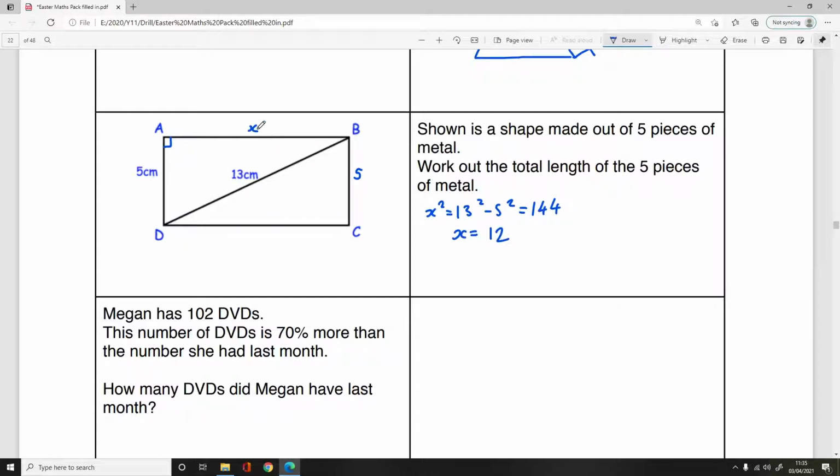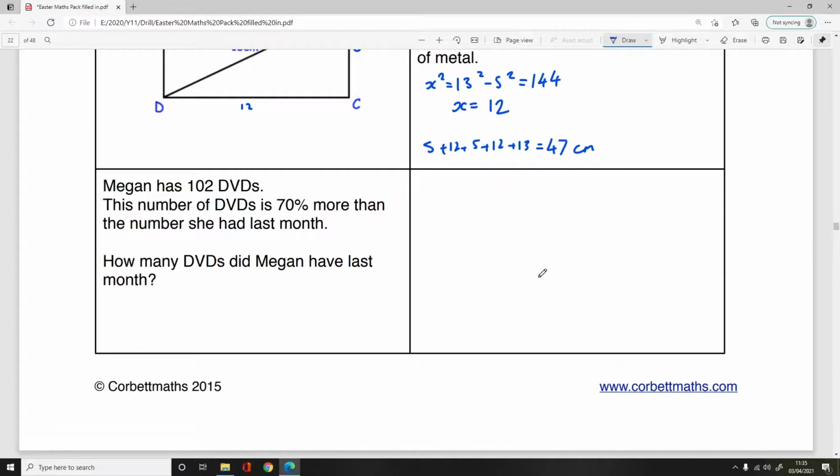x is 12. So that gives us 12 on the top, 12 on the bottom, and then the question says total length of the 5 pieces of metal, so that includes the 13 going down the middle. So 5 and 12 and 5 and 12 and 13 equals 47 centimeters, because we've got units. Okie doke. And then lastly, we've got what looks like some reverse percentages.